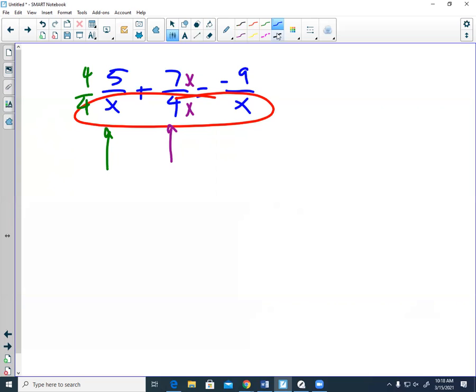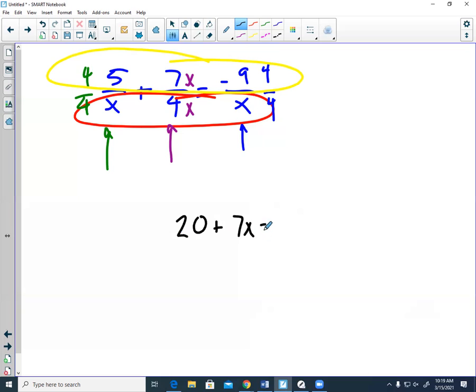Since I have common denominators, that's a good sign. So then I'm on to my last one, which is this one. What's that one missing? A 4. So I'm going to multiply by 4 over 4. And now if you notice, they are all over 4x, right? So now all you have to do is pay attention to the numerator. That's it. You only have to pay attention to the numerator, so I'm just going to rewrite what's in the numerator. So it's going to be 4 times 5, which is 20, plus 7 times x equals -9 times 4, which is -36.